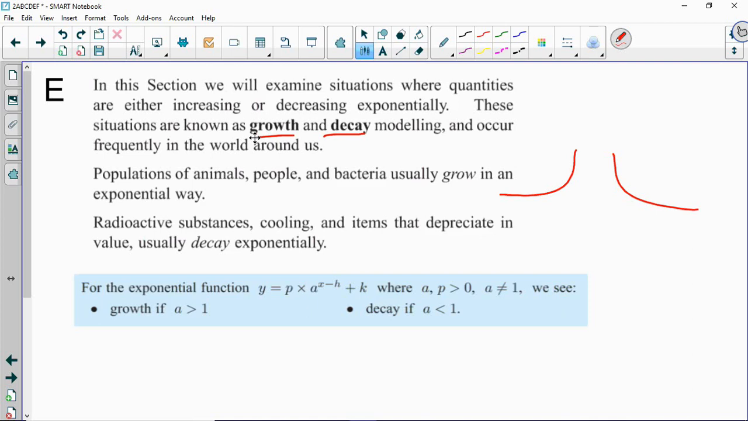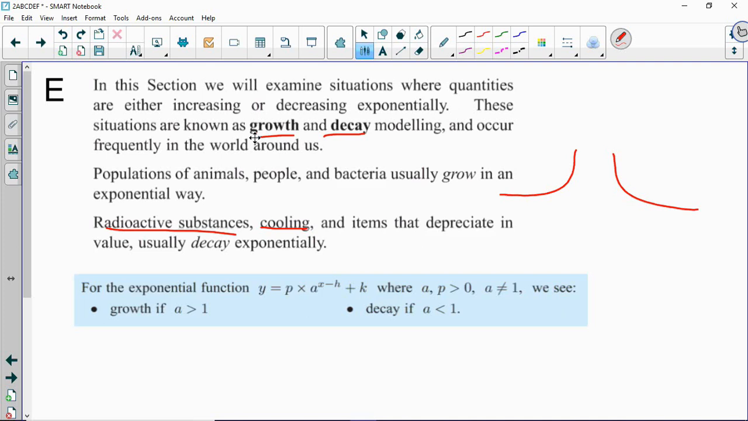And population growth is a very popular one for, well, for growth, obviously, and then things like half-life. So that's what they mean by radioactive substances here. It's the cooling down of hot objects, right? It's going to decrease, but it's not going to decrease forever. It's going to decrease to the ambient room temperature, so that should be exponential decay.